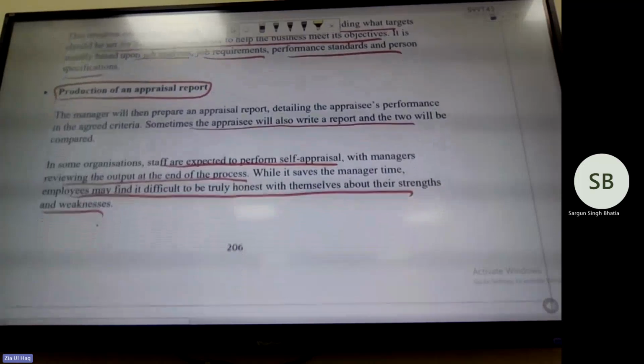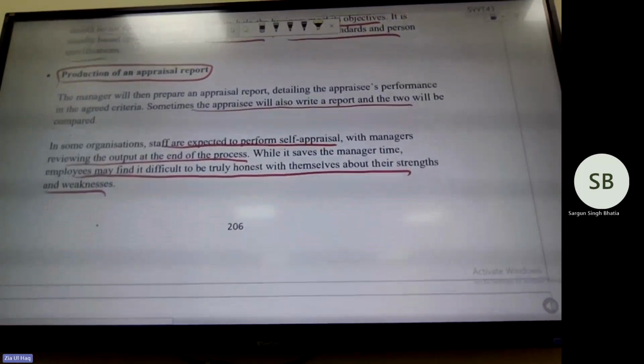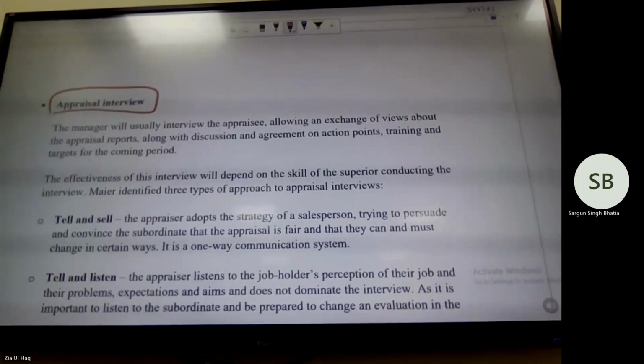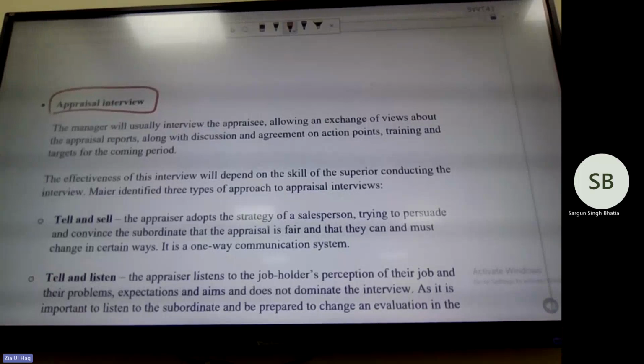Then the manager or the employee himself has to produce the appraisal report, and then there should be an appraisal interview, meaning a formal discussion on the report between the manager and the employee, where the manager will highlight issues if performance is not met as per target, or provide positive feedback to the employee if performance has been met. The employee will highlight his problems. If he needs any support from the management, he will highlight that.